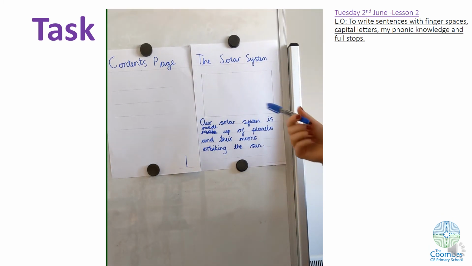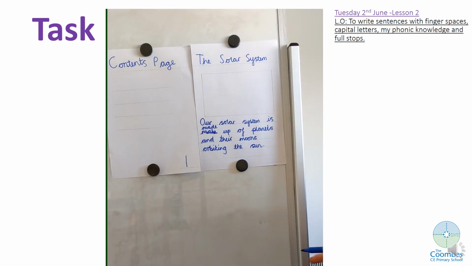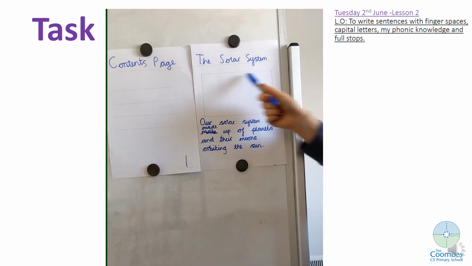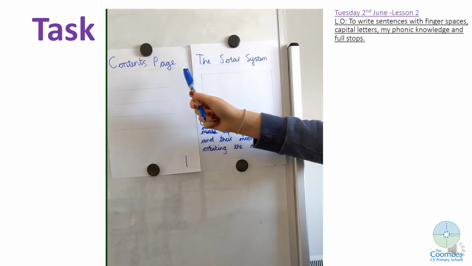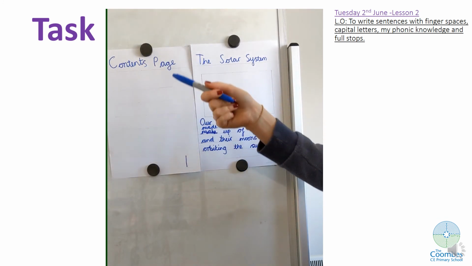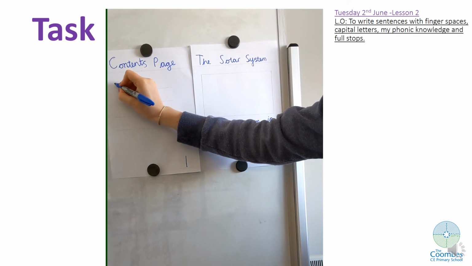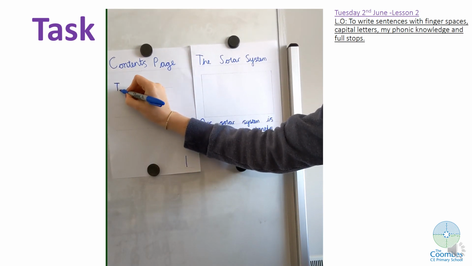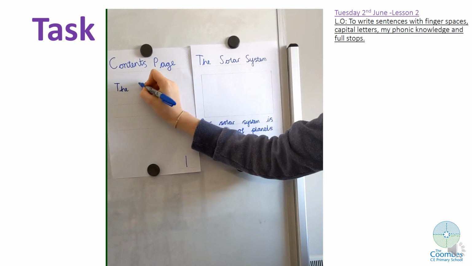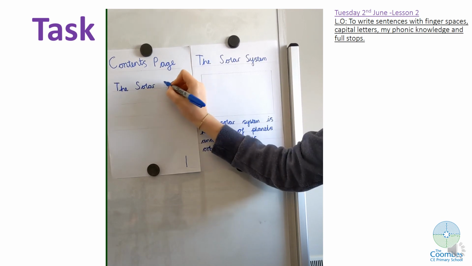But once I've done my picture, I then need to think about the extra challenge of making sure that my contents page is full. So the first page in my book is the solar system. So on the first line I need to write that heading here so that when I open up my book I know where to find this page. So on this line here I need to write the solar system.